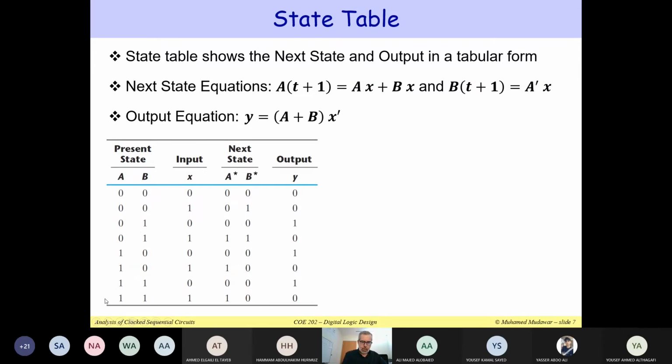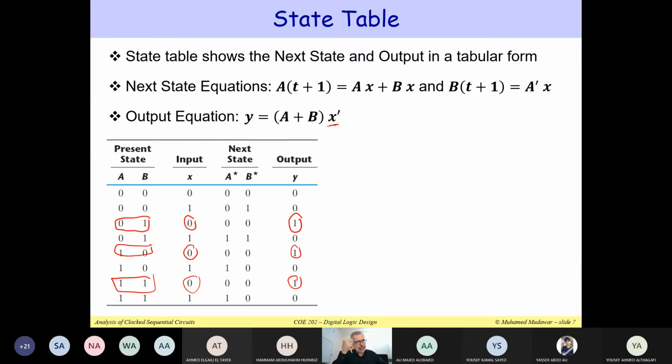Notice that here Y is equal to 1. Here you have A or B equal to 1 and X equal to 0, so that's actually X prime. Here is the same thing, you have X equal to 0, and this is A or B. This is the same thing here. So you get the output Y equal to 1. So notice that you obtain the next state and the output, and they have to appear in the state table. That's the meaning of the state table.